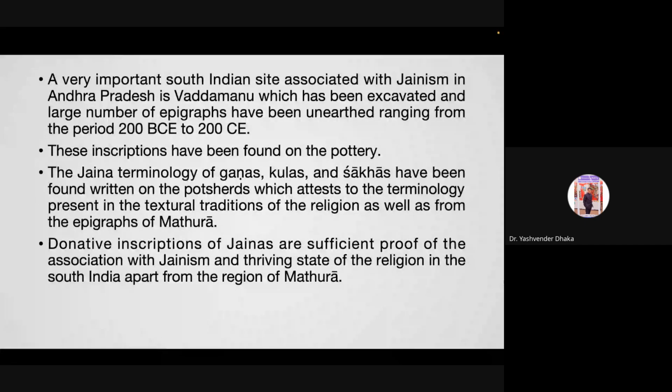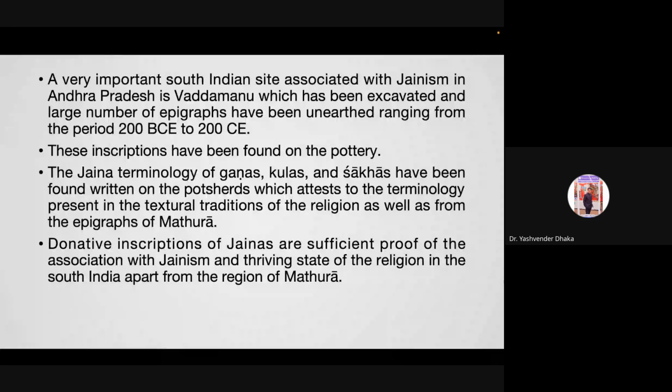Now, the example that I was talking about earlier comes from a South Indian site. This is also associated with Jainism in Andhra Pradesh. This is Vaddamanu, which has been excavated in the 80s, and a large number of epigraphs have been unearthed, ranging from the period 200 BC to 200 CE. So almost a very similar period to Mathura. So these inscriptions have been found on pottery, and the Jain terminology of Gana, Kula, Shakha has been found written, which attests to the terminology present in the textual tradition, like in the Acharanga Sutra and Kalpa Sutra.